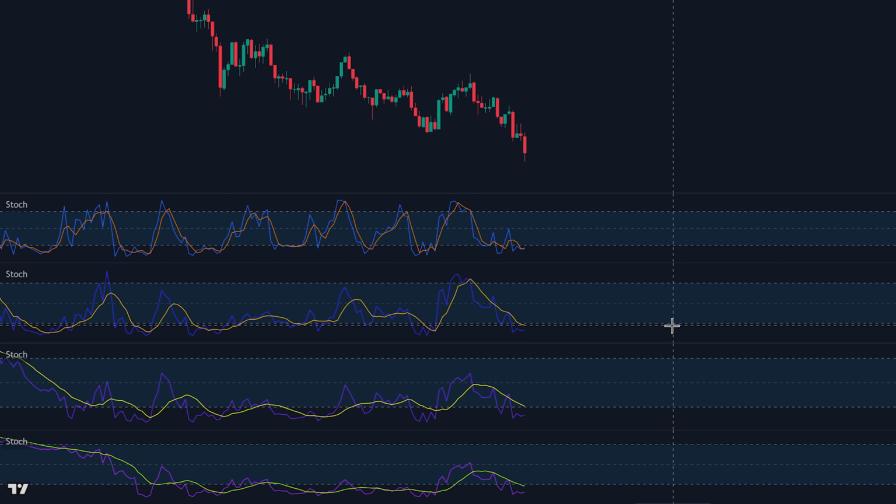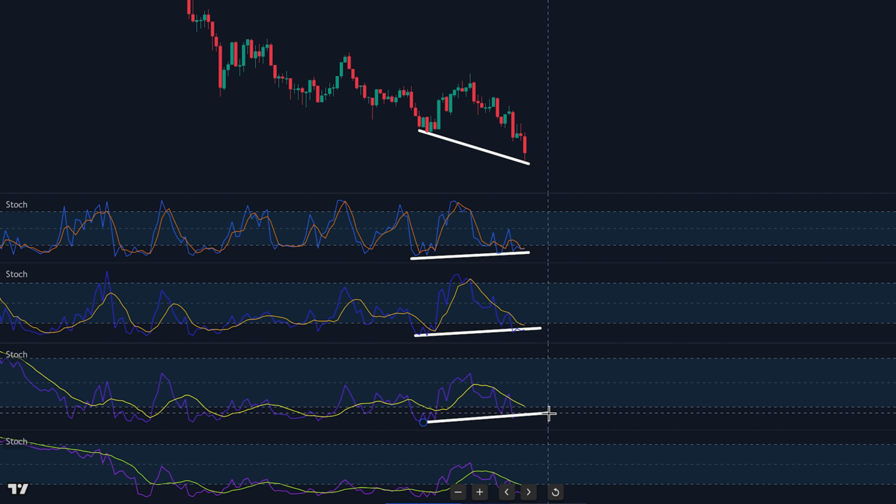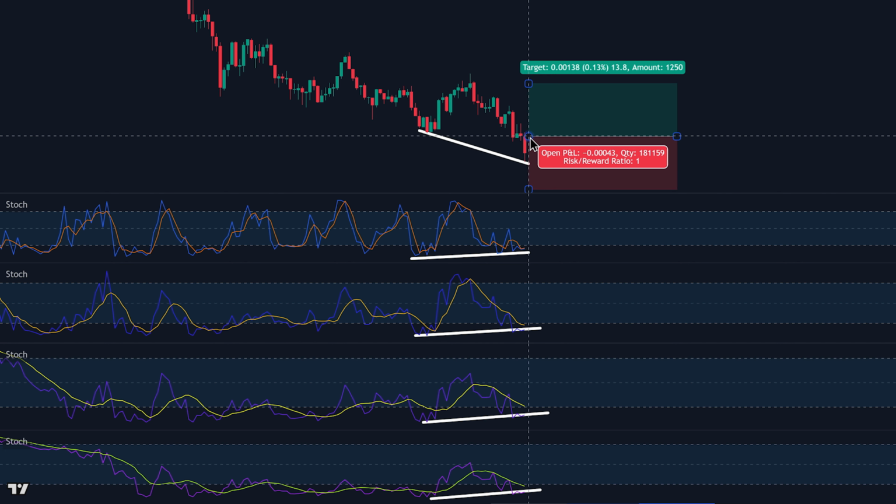Then, you should confirm that bullish divergence is occurring. In other words, check that the price has made a lower low while one or more of the stochastic readings is showing a higher low. Once you have that confirmation, you then wait for the stochastic to turn upward. At that moment, you enter your trade on the next candle.